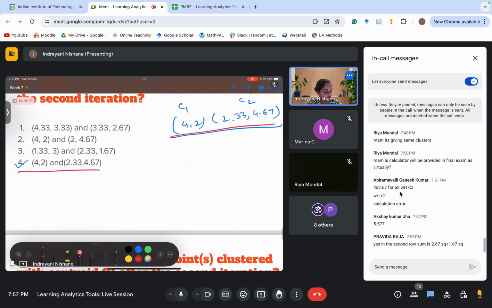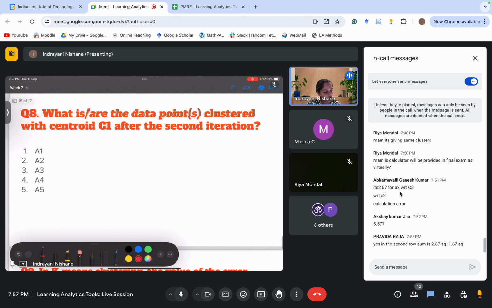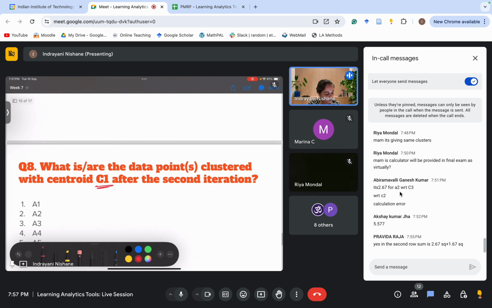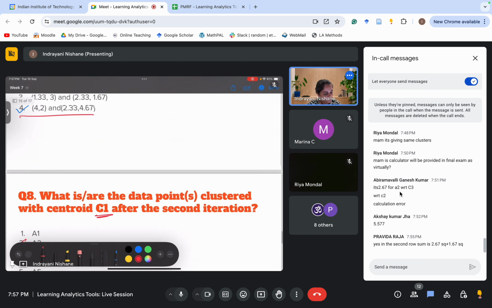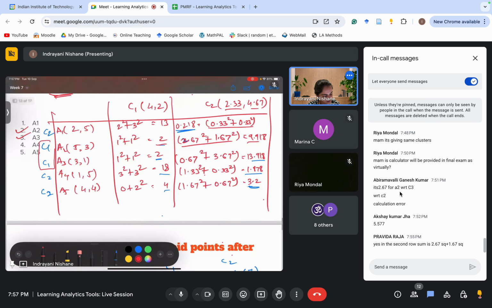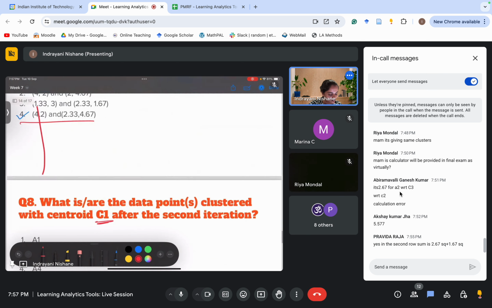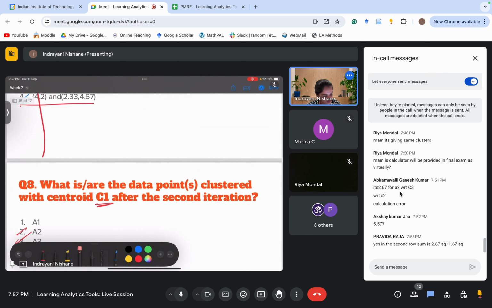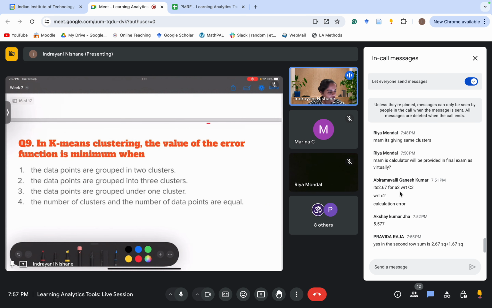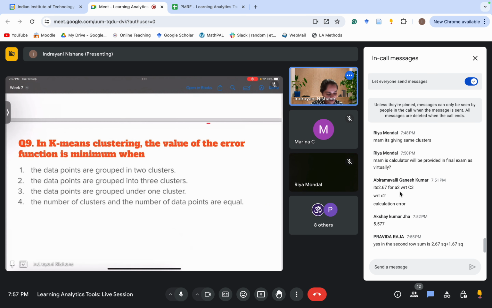No? Got lucky there. Now what are the data points clustered with C1? Again I think A2 and A3. Yeah, after this calculation also, C1 are A2 and A3. So the answer is the same. Now going to next question.